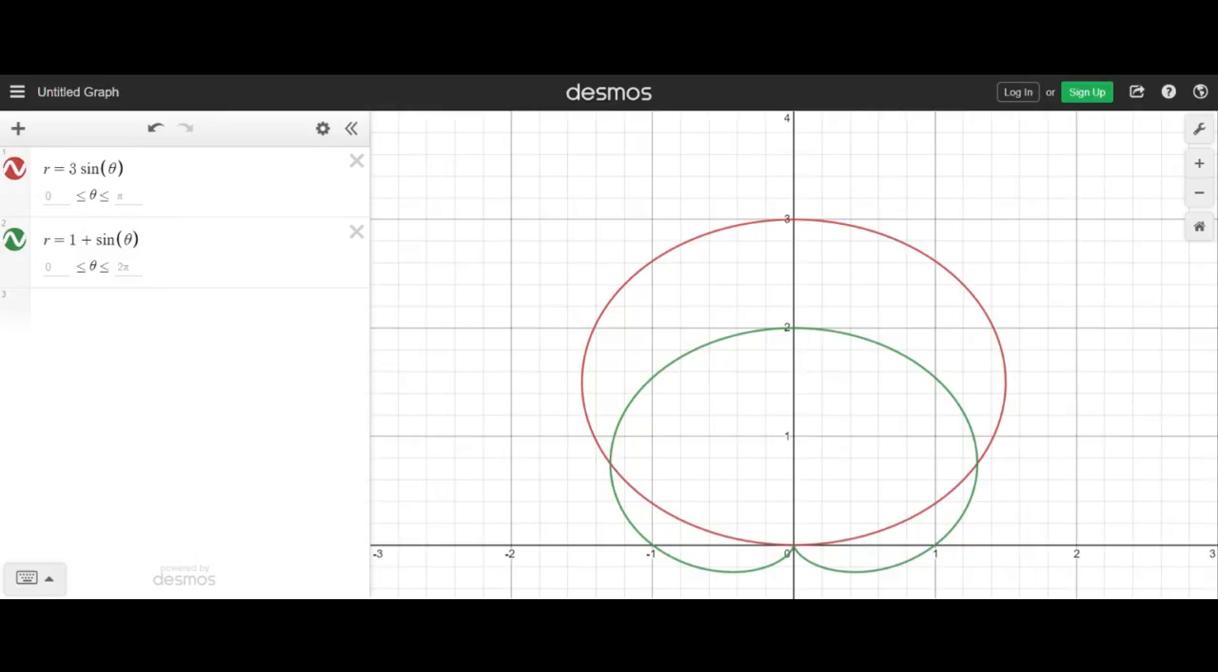So what do you think is going to be important to find? Again, we don't want the entire area here. We want the area inside that red circle and outside the cardioid. It's kind of always important to find something when we have two curves together. What do you think we're going to need to find with respect to these two polar graphs?